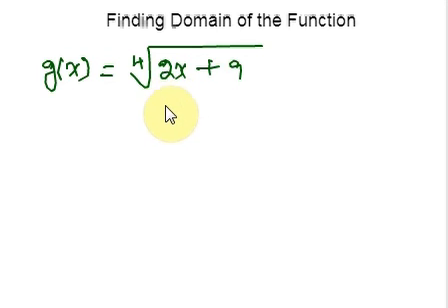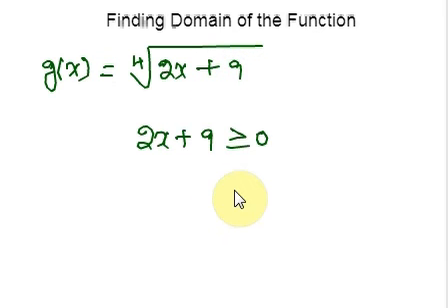Before starting, you have to check whether this is an even power. This is a fourth root, so this is an even number, and you can proceed to find the domain. Determine the index of the radical. In this case, the index is even. So if the index is an even number, set the expression inside the radical greater than or equal to 0. That should be your next step.